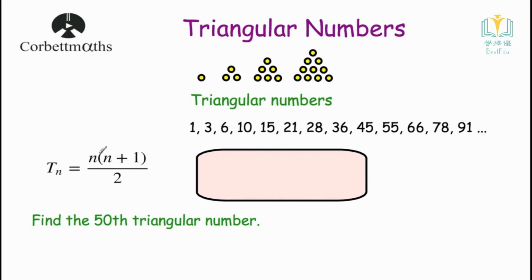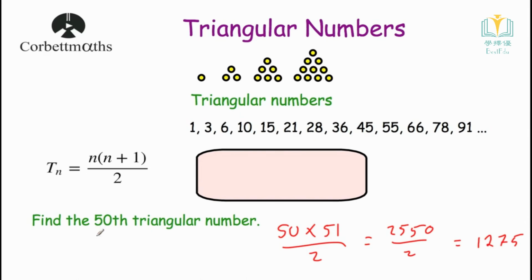You'd take n and multiply by n plus 1. So in other words, you'd do n multiplied by the next number and then divide by 2. So if we wanted the 50th triangular number, we would do 50 times 51, and we would get that answer and then divide it by 2. Now 50 times 51 is 2,550, and then if you divide it by 2, we would get that's equal to 1,275. So the 50th triangular number is 1,275.